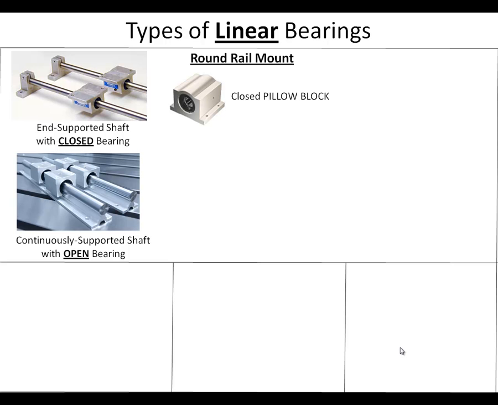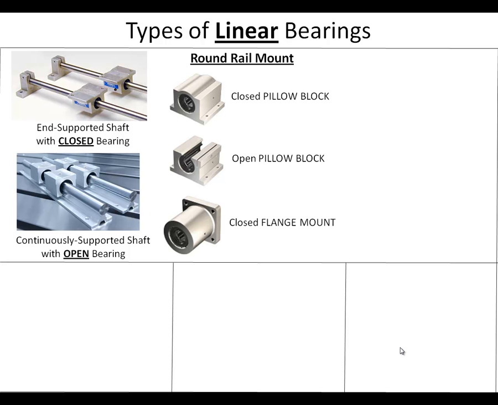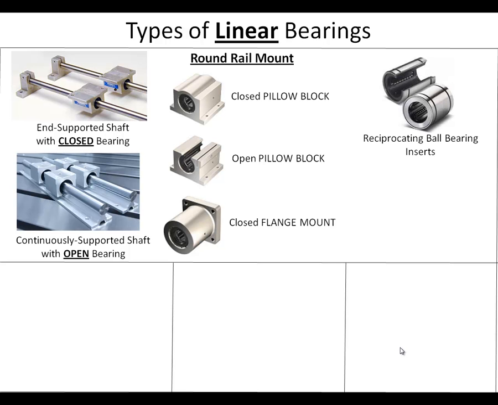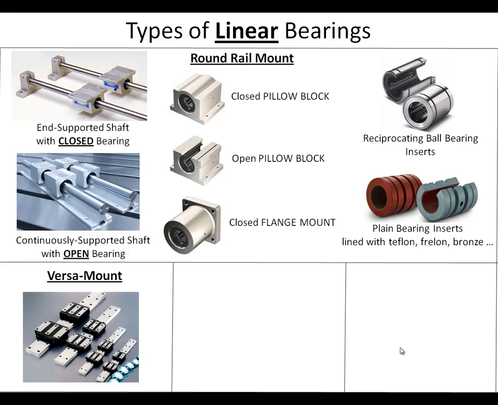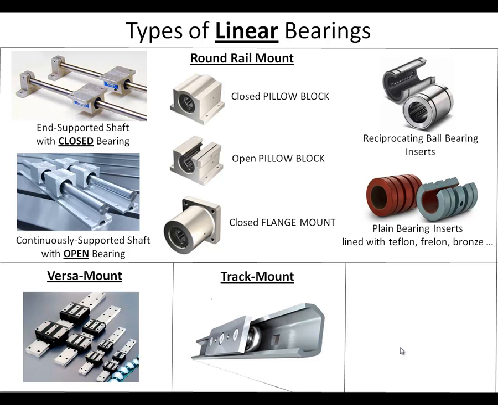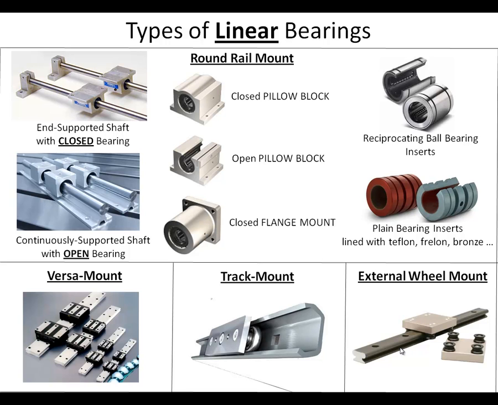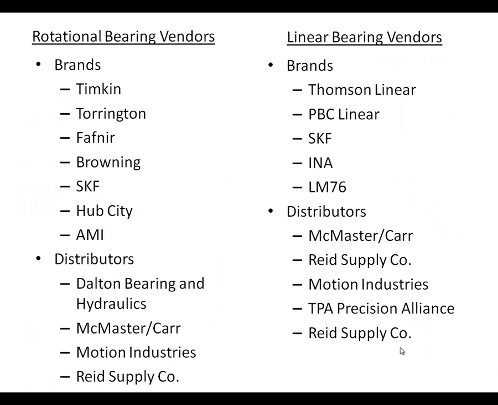These bearings are in housings. There's a closed pillow block housing. Here's an open pillow block housing. Here's a closed flange mount housing. And the bearing that goes in those housings could either be a recirculating ball bearing insert or a plain bearing insert. And those plain bearings could be lined with Teflon or Frelon or bronze. Here's another type of linear bearing. It's called a Versa mount. There's also track mount linear bearings and even external wheel mount linear bearings. Here are some rotational bearing vendors, brands, and distributors, as well as linear bearing vendors, brands, and distributors.